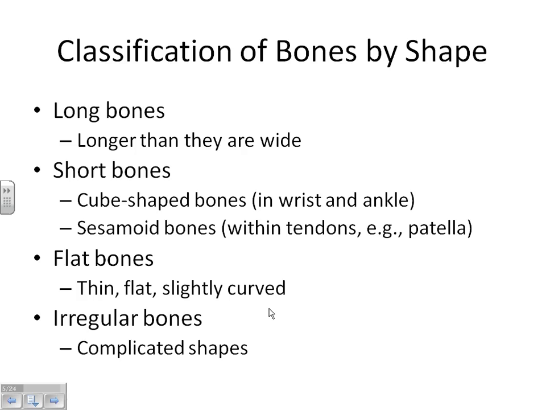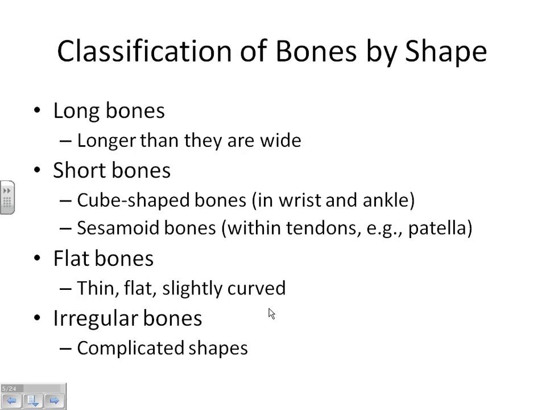Your clavicle has a little twist to it. Okay? So irregular is anything that doesn't fit into the other three categories. Best example of an irregular bone would be your vertebrae. And I heard somebody say vertebrae when we talked about flat, because one side of your vertebrae is flat, but your vertebrae is a circle with a bunch of extensions sticking out. So that's why we consider it irregular. It's just a really funny shape.